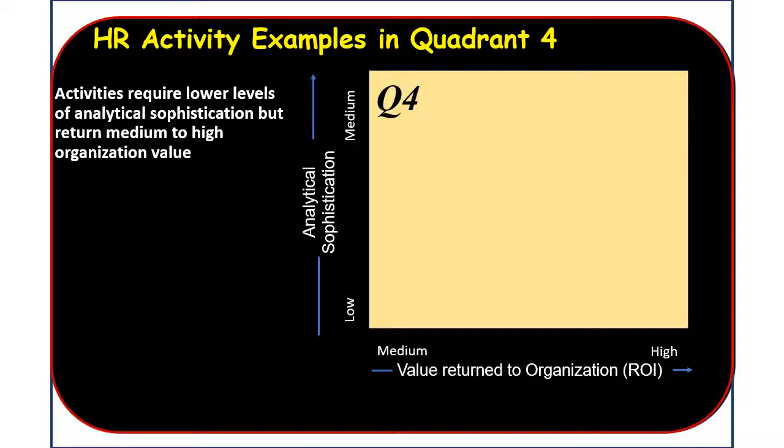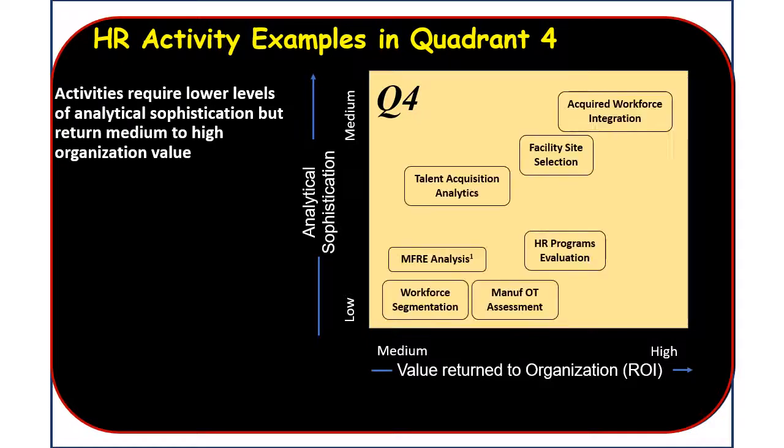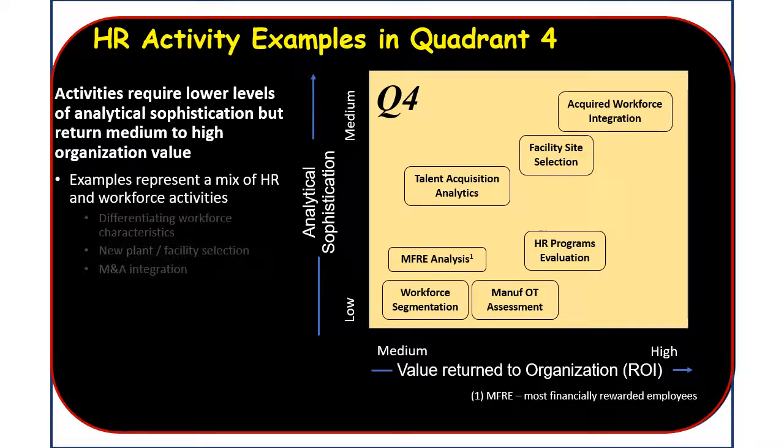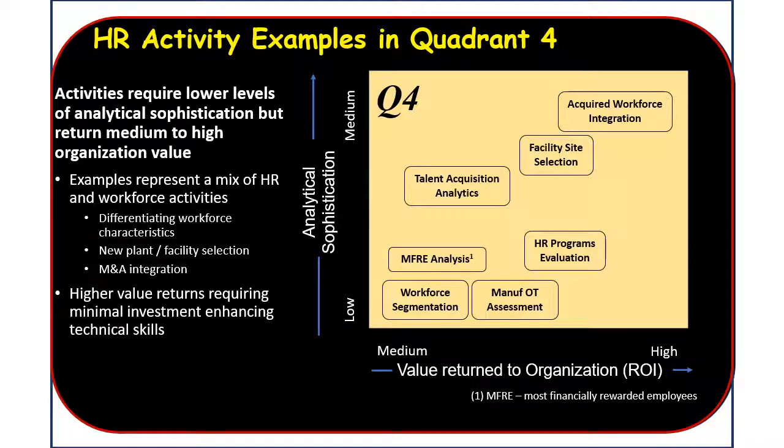Quadrant 4 activities require less analytical sophistication but return medium to high organization value. The 7 examples here represent a mix of HR and workforce activities, including segmenting and differentiating individual and workforce characteristics, plant expansion, planning and facility site selection, and merger acquisition integration. These examples generate higher value returns, but with minimum investment to enhance technical skills.